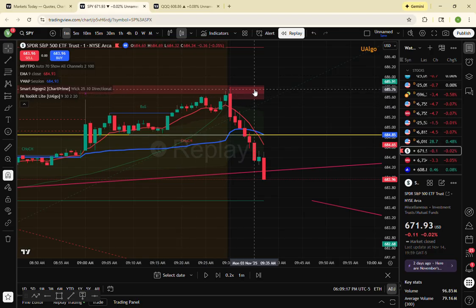If you see this red line right here, it tells you that this is the resistance. This is where the price stopped, because it started going up from here. It stops right here. Okay, yeah, it stops right here. Now it began to go down.